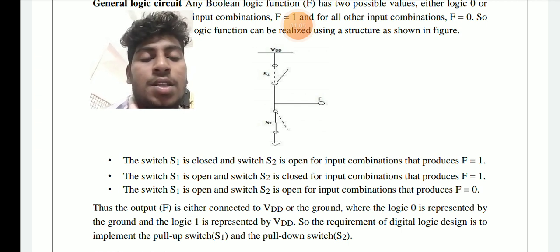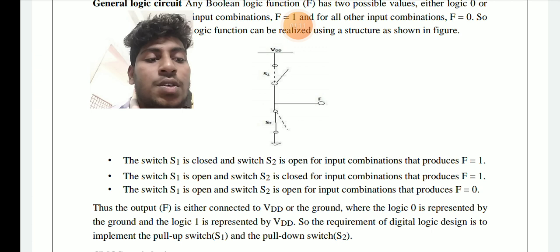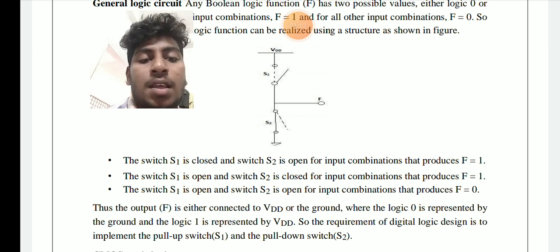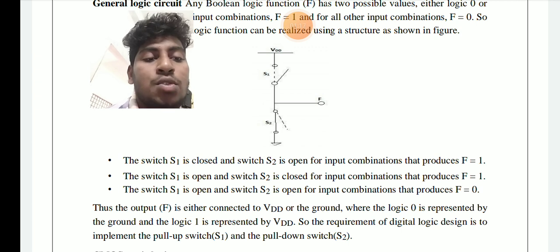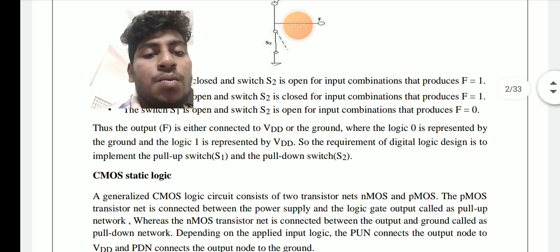Thus the output is connected to either VDD or the ground, where logic 0 is represented by the ground and logic 1 is represented by VDD. So the requirement of digital logic design is to implement the pull-up switch S1 and the pull-down switch S2.